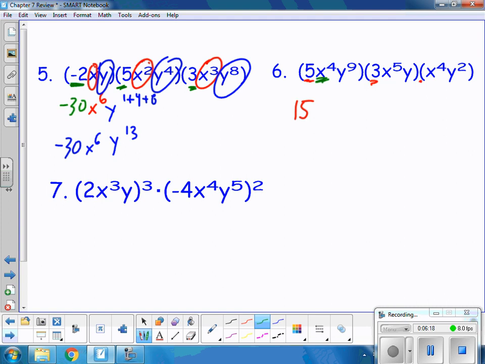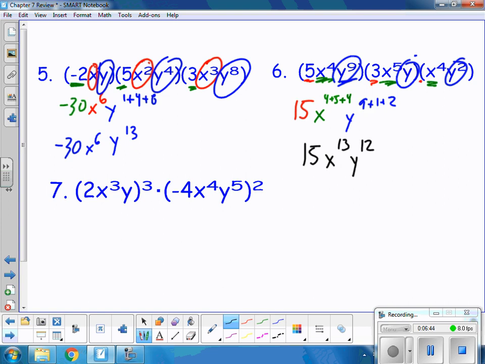Let's look at the x's. So here's x to the 4th, x to the 5th, x to the 4th. So it's x to the 4th plus the 5th plus the 4th. And I've got a y here and a y here. So it's y to the, I've got the 9th, I've got a 1 right here, and a 2. So this simplifies to 15 times x to the 13th times y to the 12th.